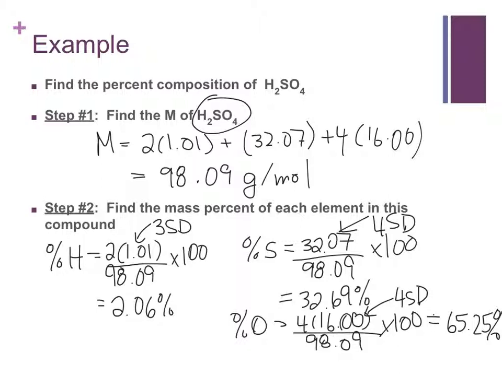So sometimes you might see 3 sig digs with your answer, sometimes you might see 4, depending on the molar mass of the atom that you have in your calculation.